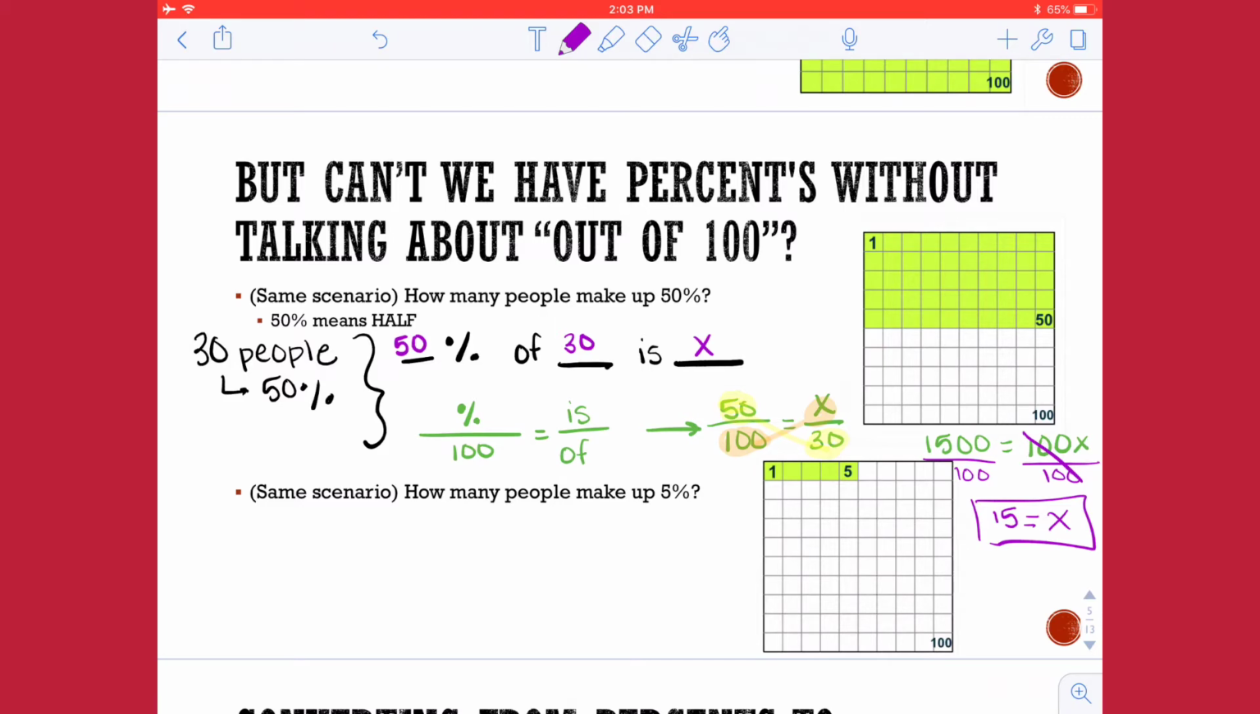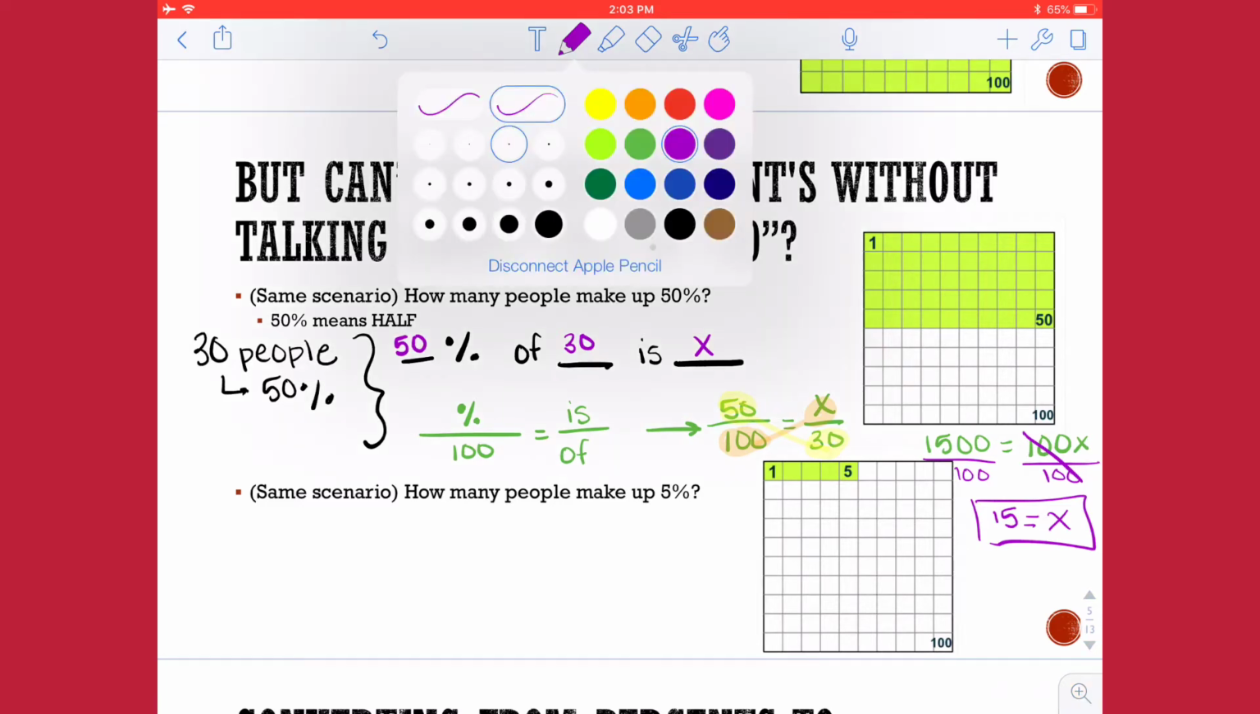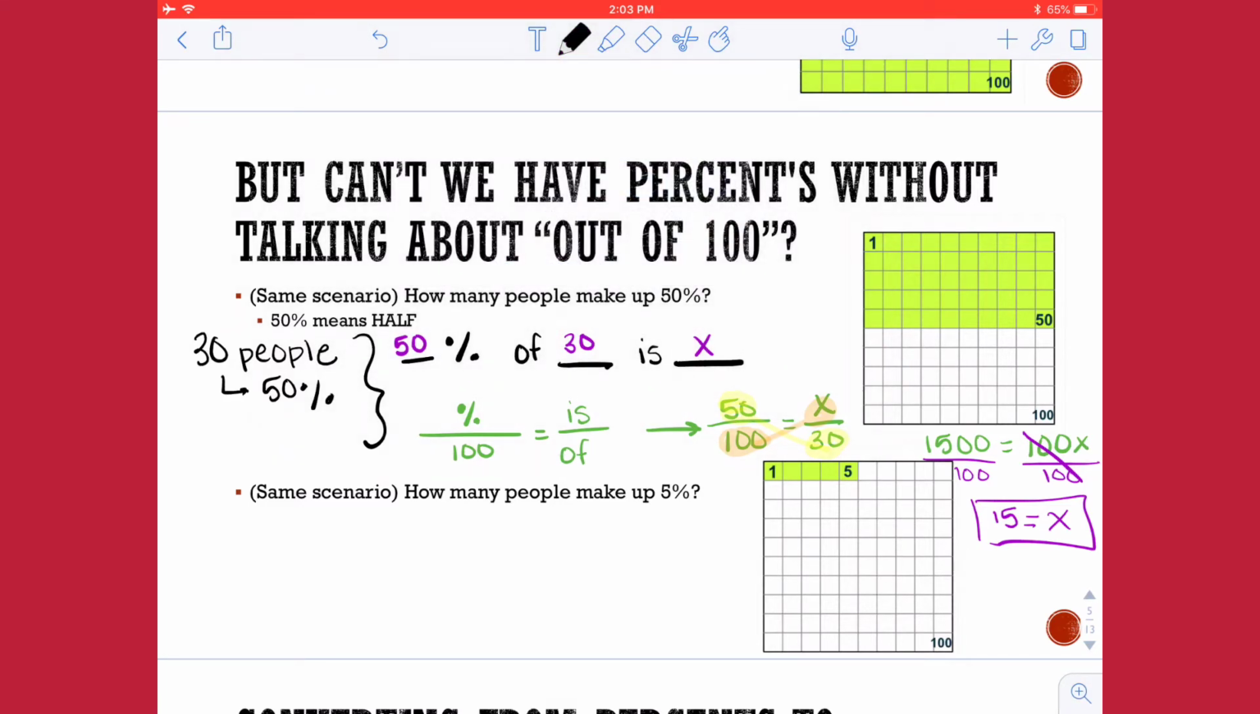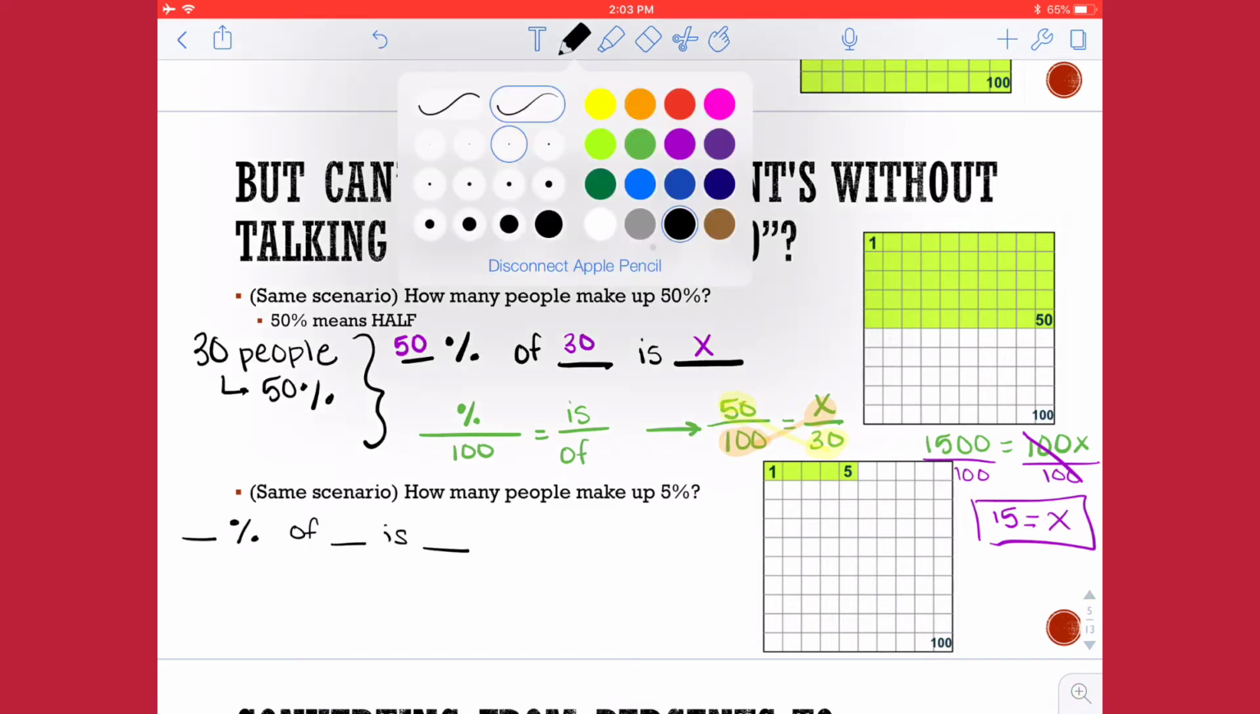How many people make up 5%? That's a little more challenging to think about, right? 5%, that's not a nice even. I can't just cut it in half. I got to do a little more thought process here. So I'm going to make my statement again. Blank percent of blank is blank. And then I'm going to fill my blanks in.